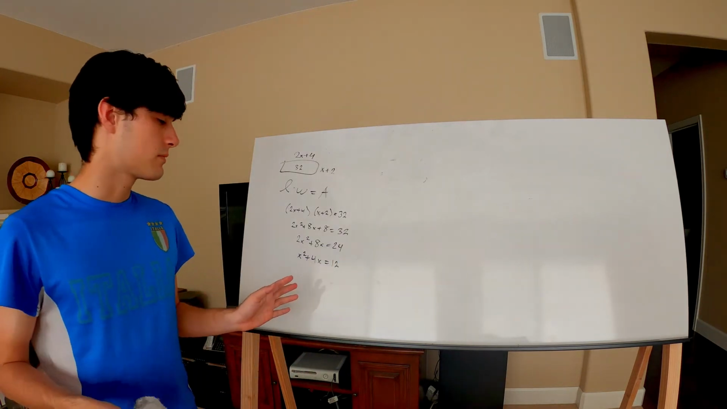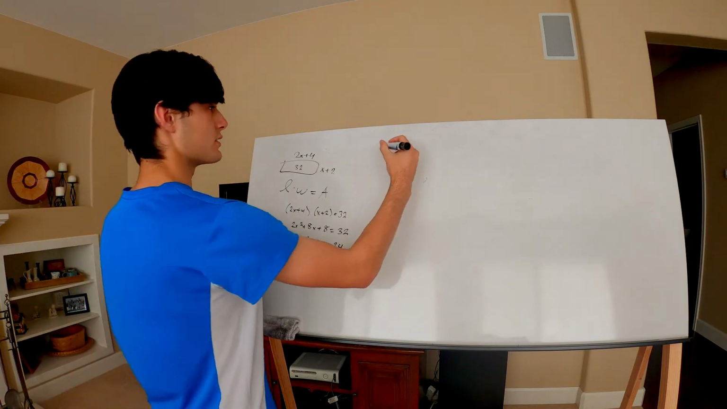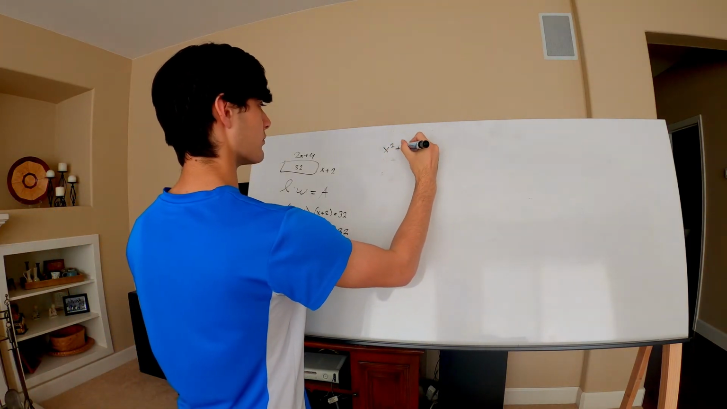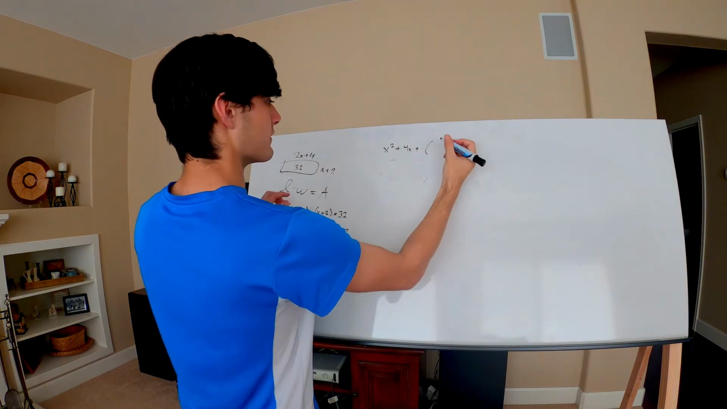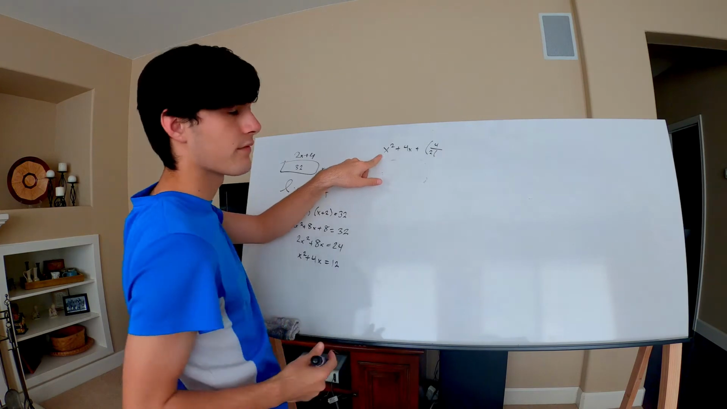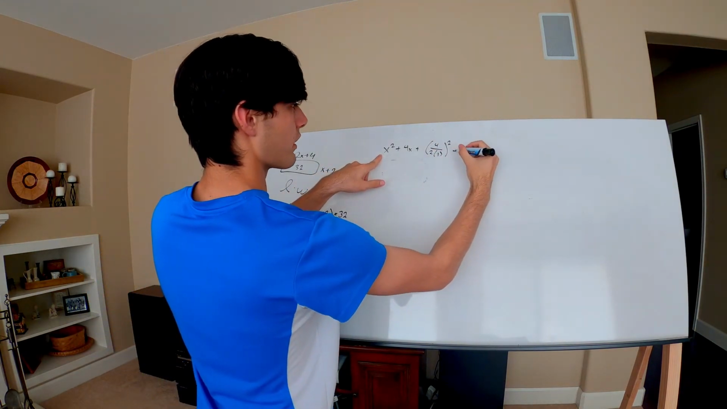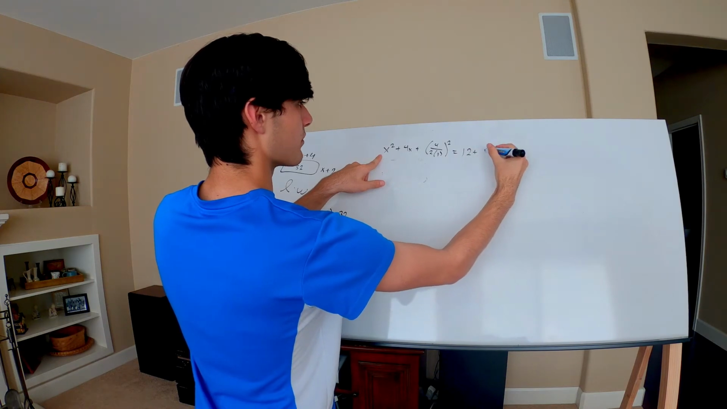Now, the next step is the part that I always found confusing, because what you end up doing is you're going to add the number of the b value divided by 2 times the a value, which we got rid of. So right now it's just 1. And you're going to square it. And you're going to add that to both sides.